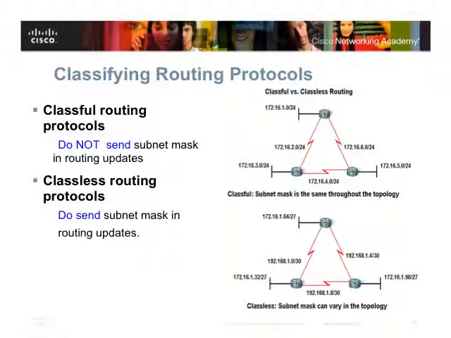So RIP version 1, for example, uses only classful routing, which means that the messages do not have to contain any information about any subnet mask. And that's the only mode in RIP version 1.